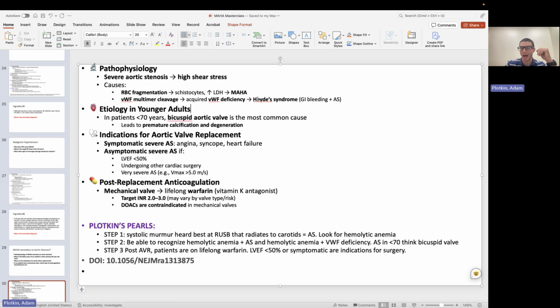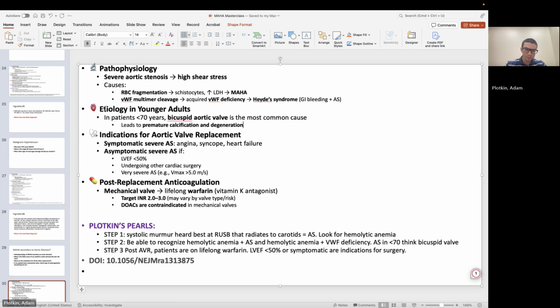This is something called Heyde's syndrome, where we end up cutting von Willebrand factor, so it doesn't work as well anymore. What does von Willebrand factor do? I already told you at the beginning of this lecture, it helps clot. So if we lose von Willebrand factor due to severe stenosis or a mechanical valve, we're not going to be able to clot as well, and the patient is predisposed to bleeding. It's classically in the GI tract, so you could see angiodysplasias in the GI tract.